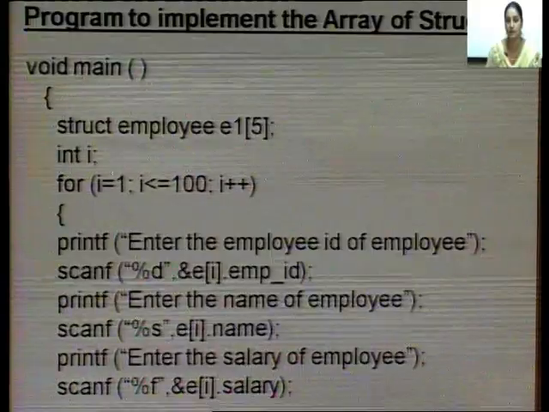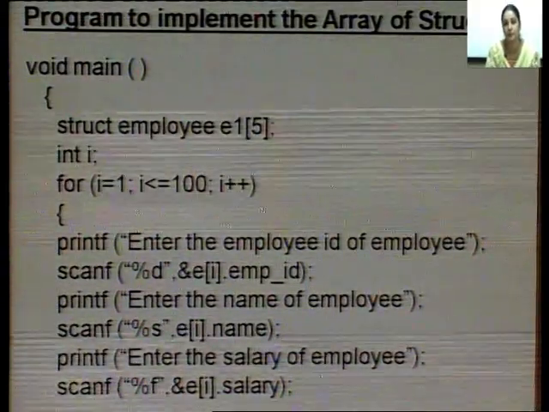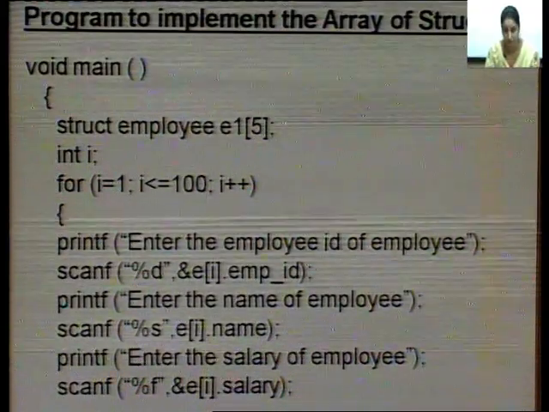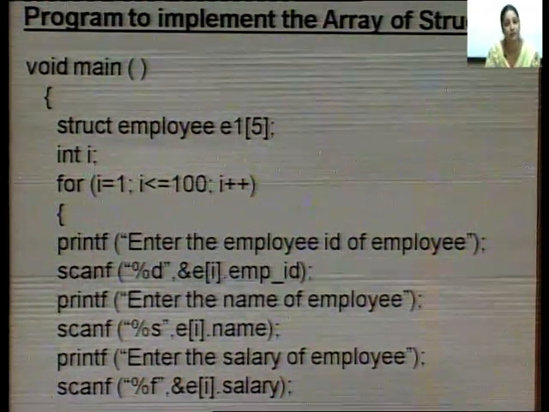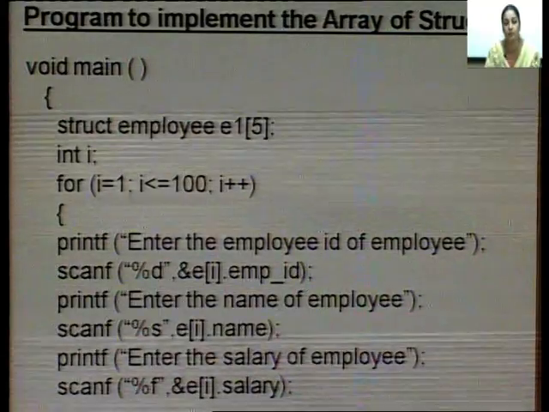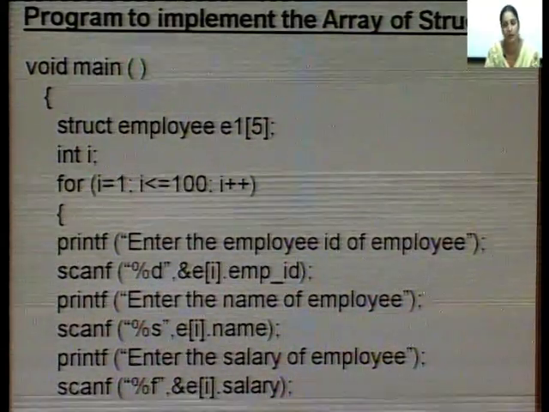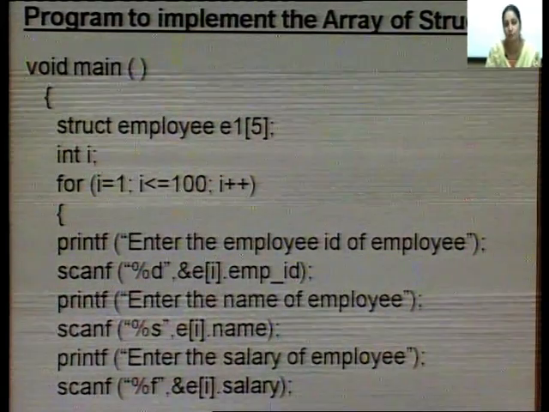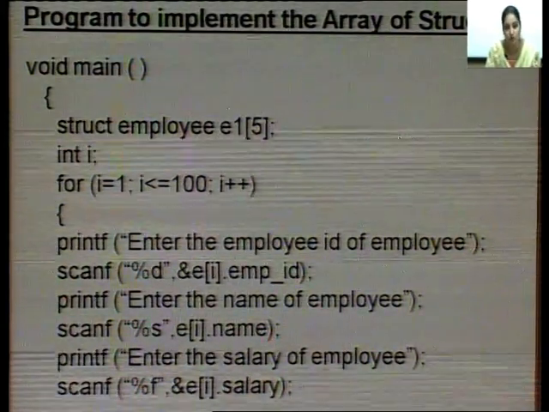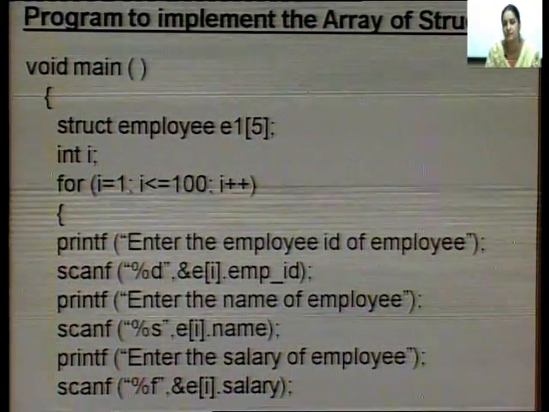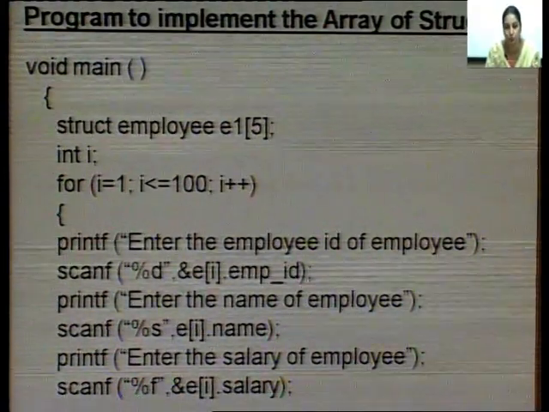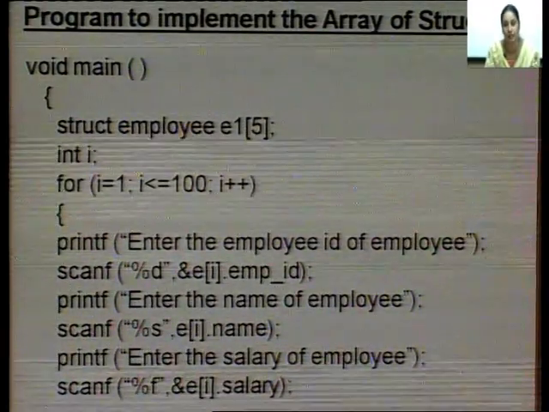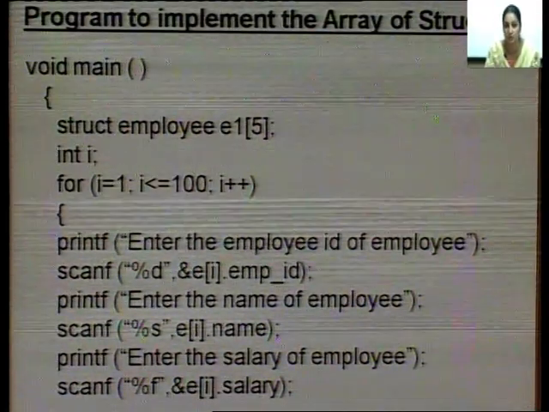After that, I implement this array of the structure. For this, I just declare struct employee E1[5]. Here 5 is the limit of the array. I assigned 5 employees here, but you can change it to any number, up to 120 or any range you want. Then there is an integer i for the for loop. After that, I start the loop: i equal to 1, i less than or equal to 100, then i plus plus, and I give the various values for that.